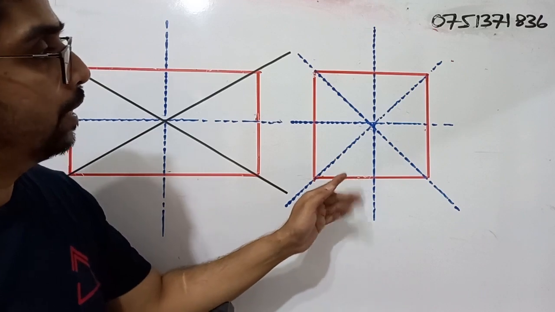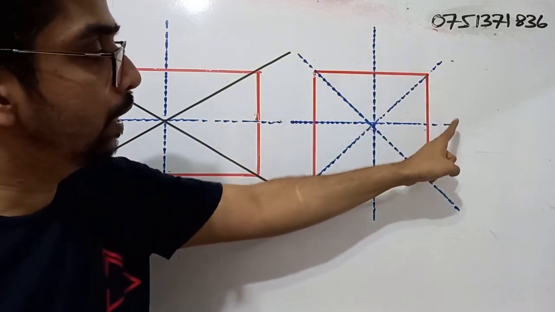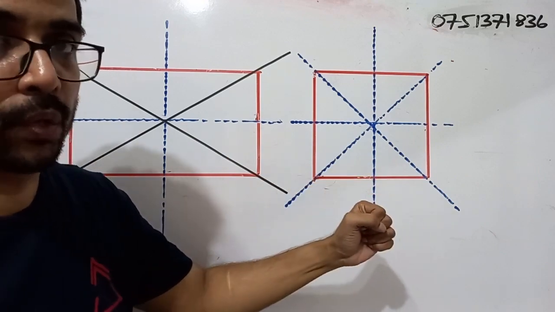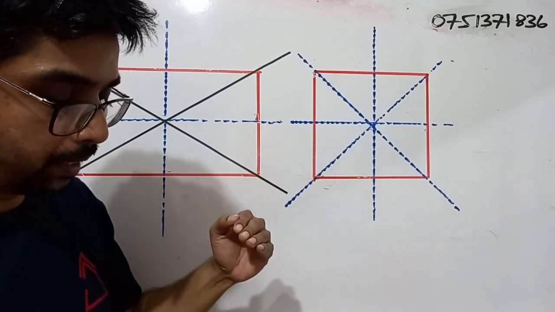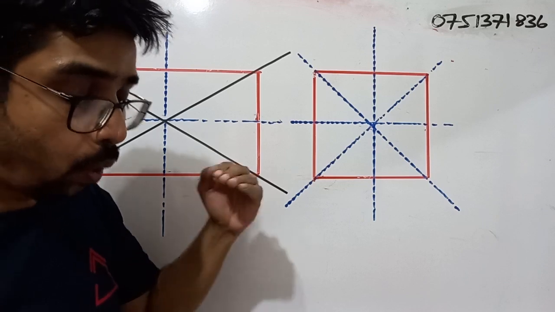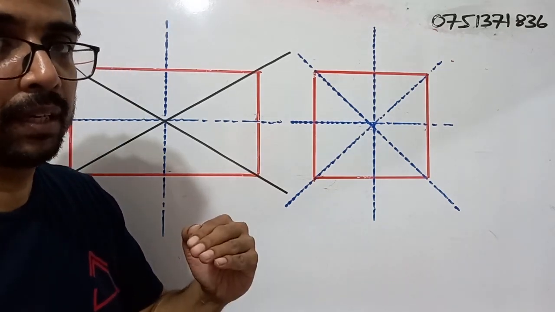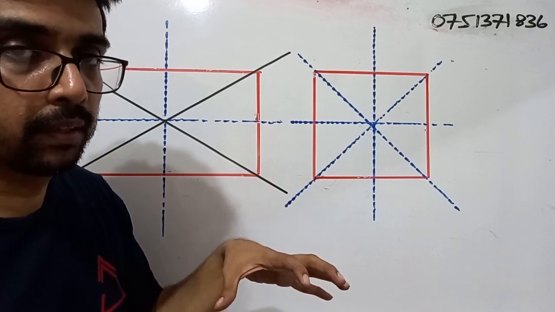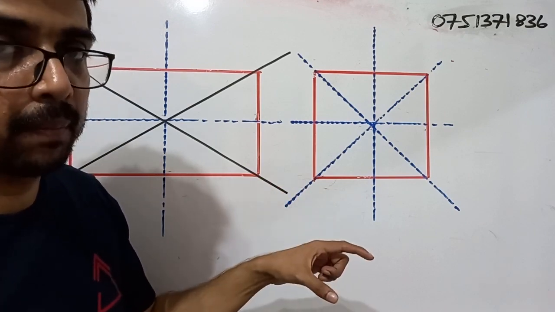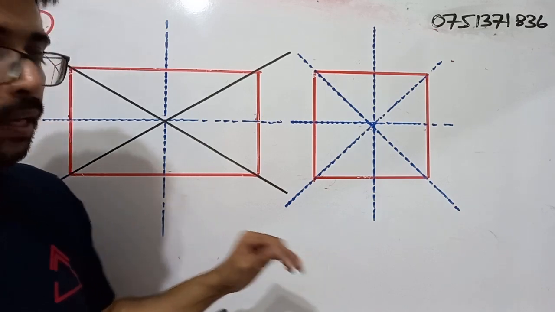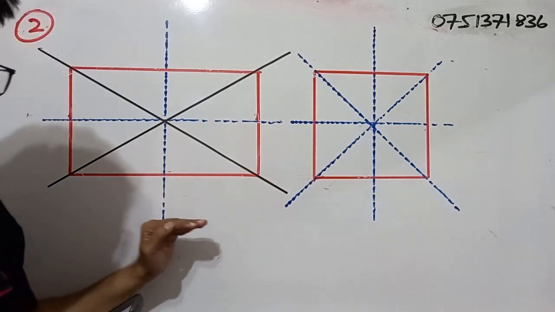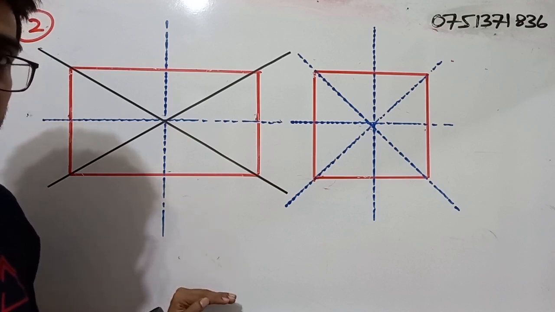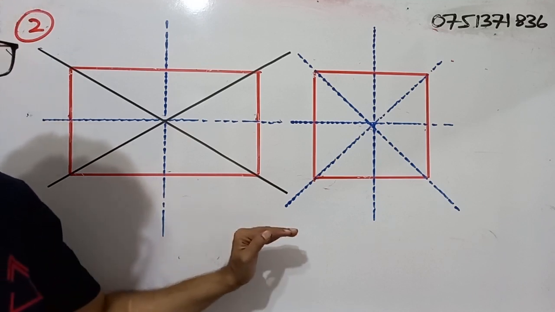So how many lines are there? 1, 2, 3 and 4. The square has 4 lines of symmetry. But in the statement it says a square has only 2 lines of symmetry. So only 2 lines. So that is wrong. Right? So the second statement is also false. So we have both statements, right? If you got them correctly, you get 1 mark each, right?